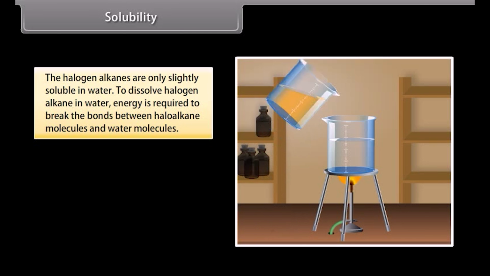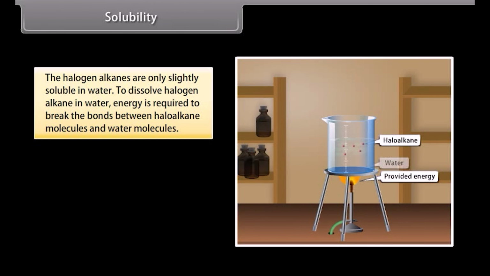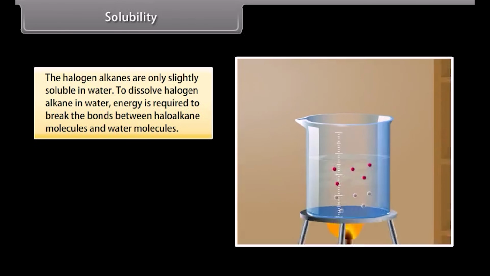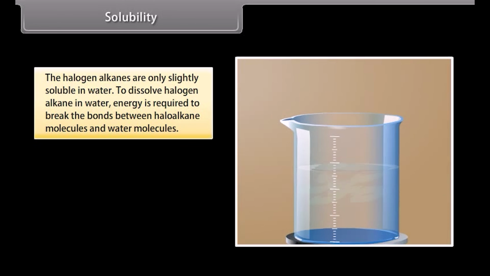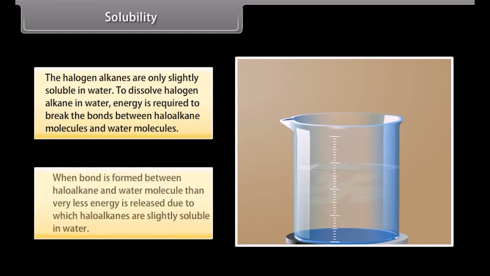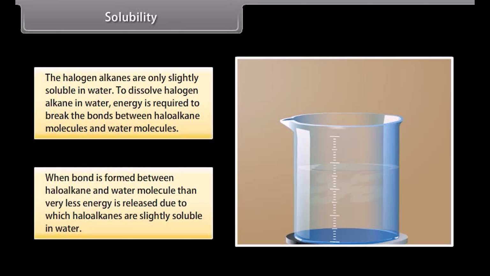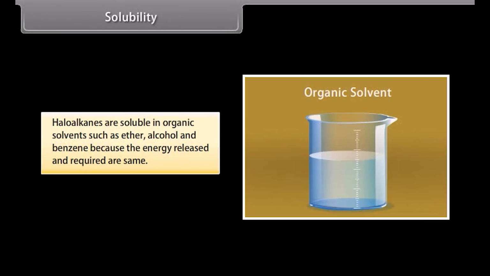Solubility. The haloalkanes are only slightly soluble in water. To dissolve haloalkane in water, energy is required to break the bonds between haloalkane molecules and water molecules. When a bond is formed between haloalkane and water molecules, very little energy is released, due to which haloalkanes are slightly soluble in water. Haloalkanes are soluble in organic solvents such as ether, alcohol and benzene because the energy released and required are the same.